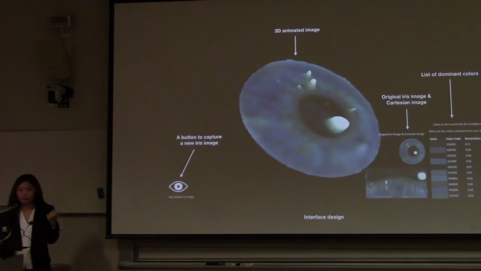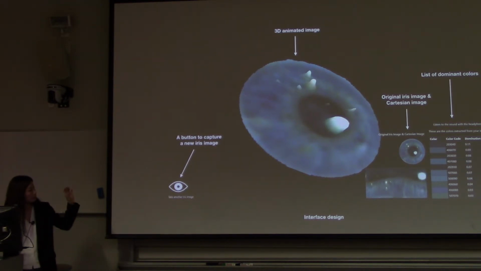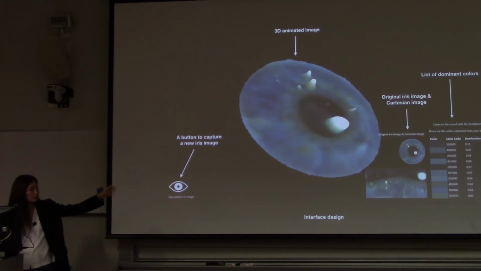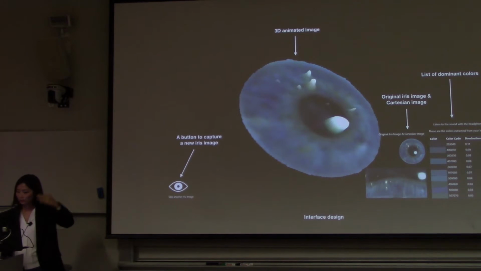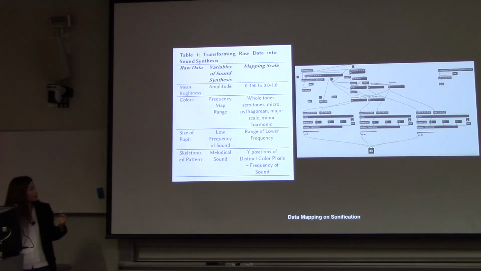So in the final art tour, this is the final interface. Basically, people can experience it on their own. There's a 3D animation and a little information. You can see the chart of the color pixel data at the bottom corner, with some little details on how I mapped it into the parameters of sound synthesis.